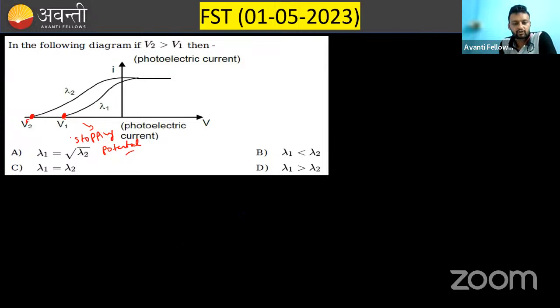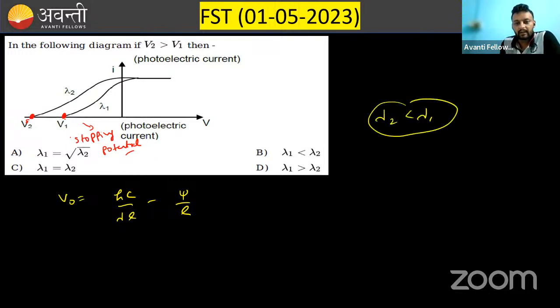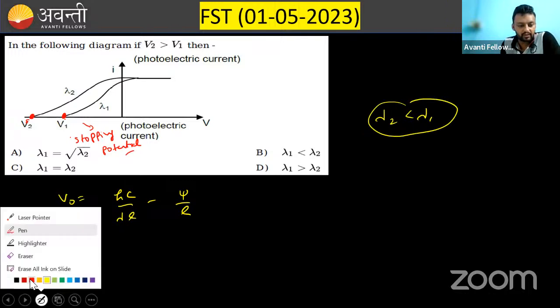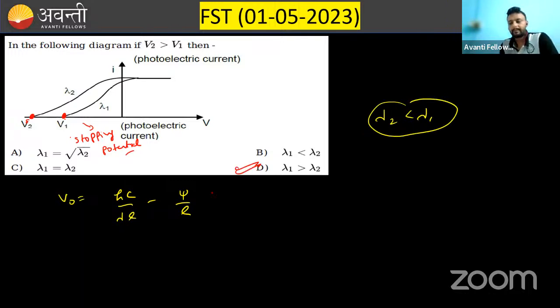And what is the formula for stopping potential? You know that V naught is equal to hc by lambda E minus psi by E. You know this relation. This is the stopping potential. Now you can see that stopping potential is related inversely with the wavelength. That means the more the stopping potential, the less will be the wavelength. So V2 is more, so lambda 2 will be less than lambda 1, which is option number D.